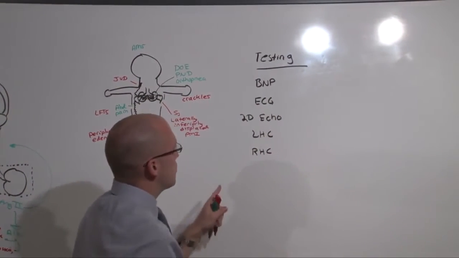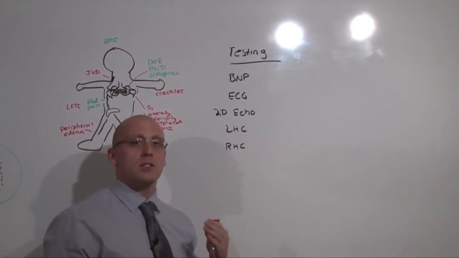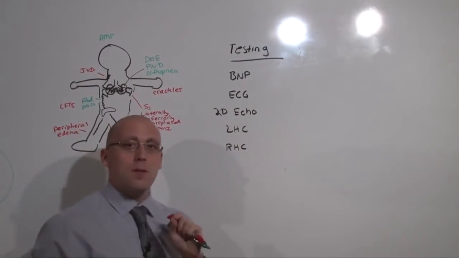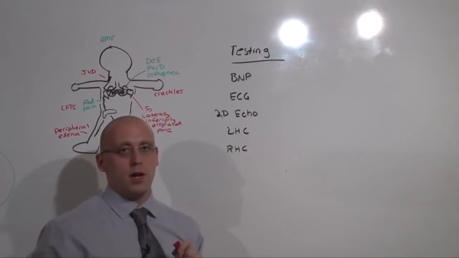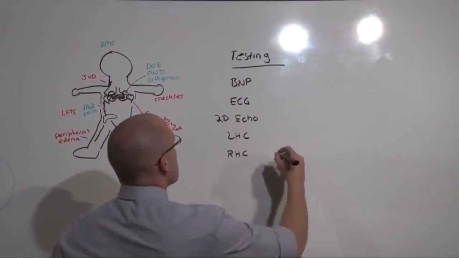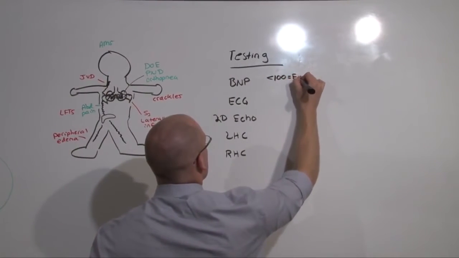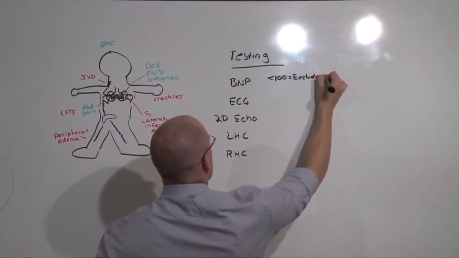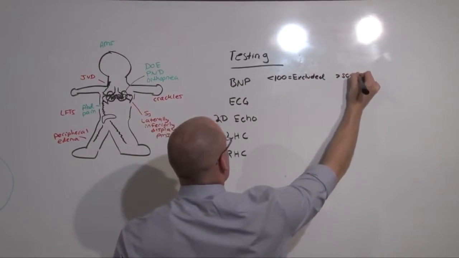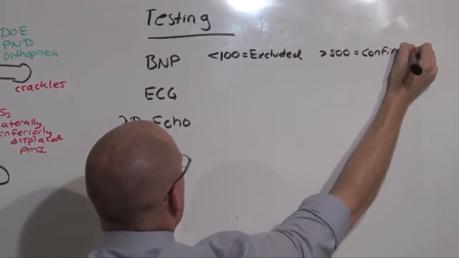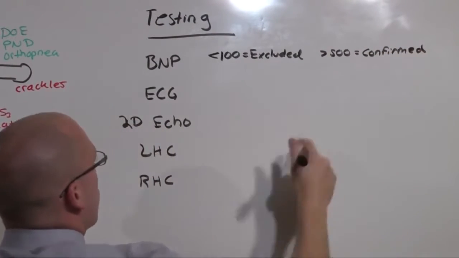Here are your options for the testing for someone who you think has heart failure. The BNP is probably the best blood test we have for the diagnosis. If it is less than 100, the diagnosis is excluded. If it is greater than 500, the diagnosis is confirmed. Of course, there are things you have to watch out for.